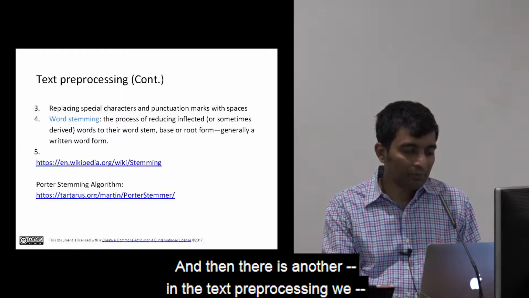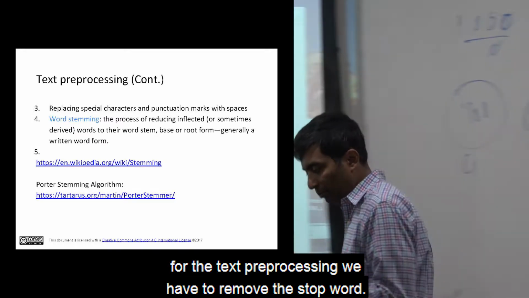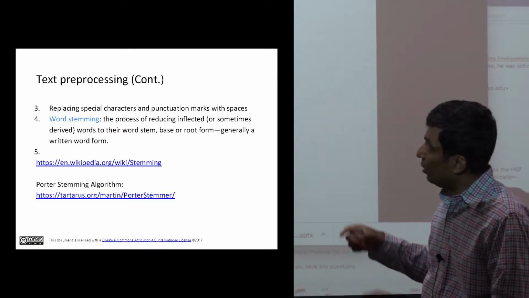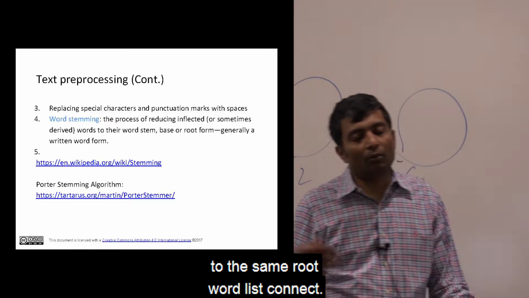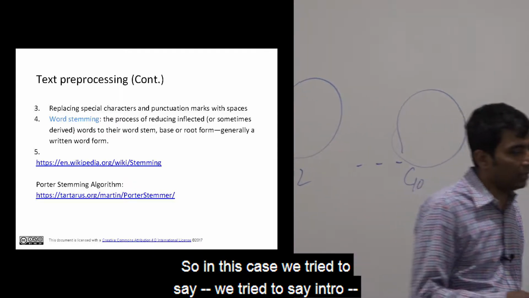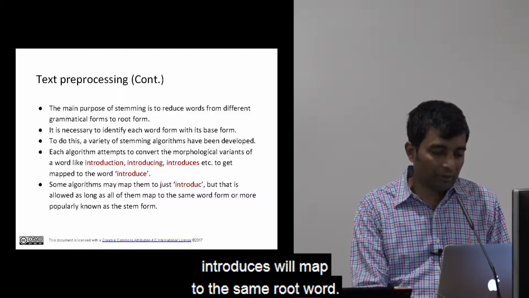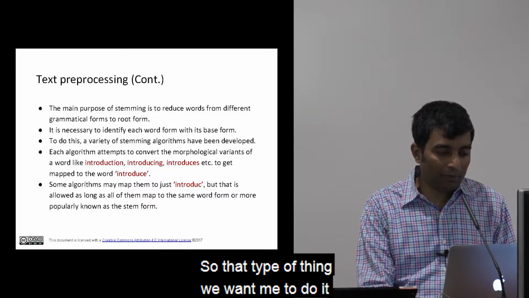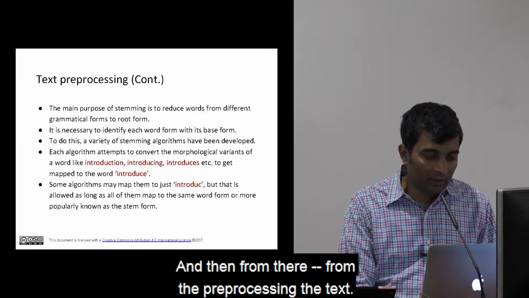And then there is another step in the text pre-processing. In the first step for text pre-processing, we have to remove the stop words. The second one is stemming, like connect, connecting, connected, all will map into the same root word, let's say connect. Likewise, introduction, introducing, introduces will map to the same root word. That type of thing we need to do in word stemming.